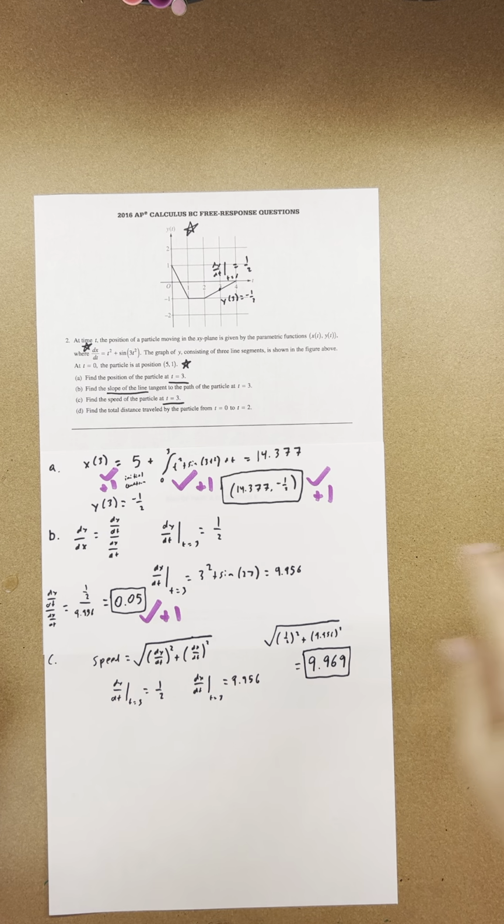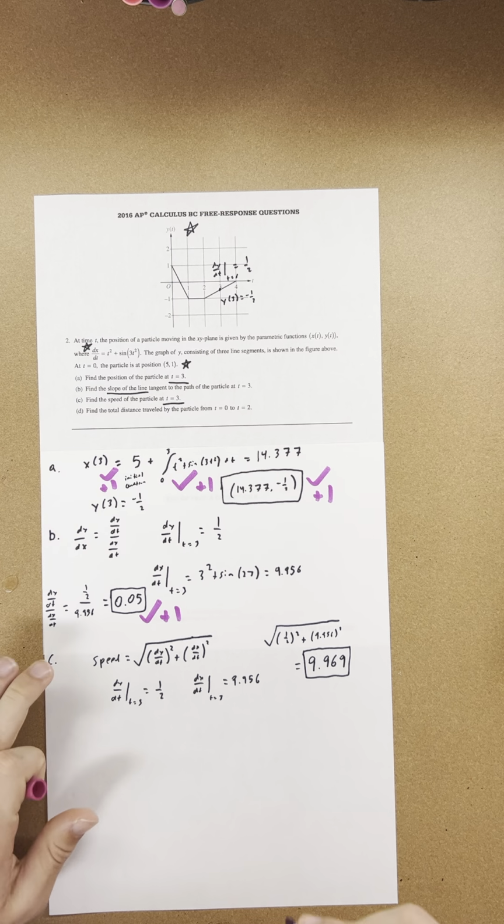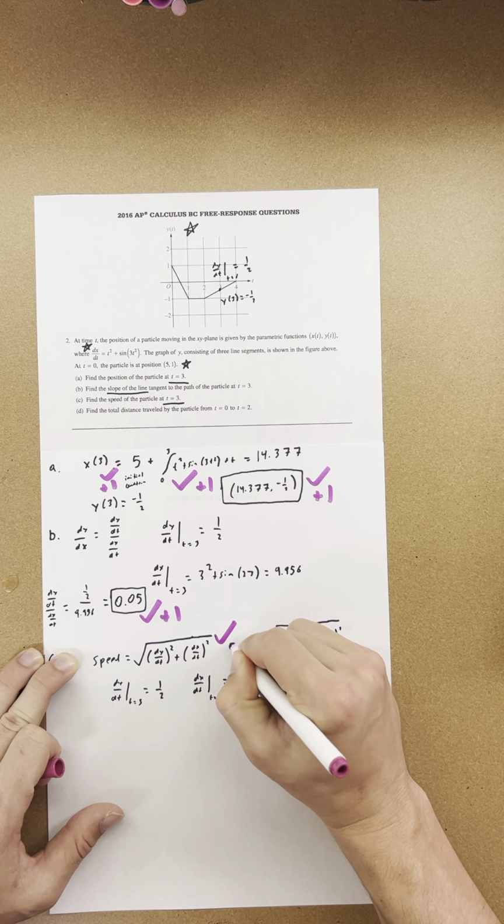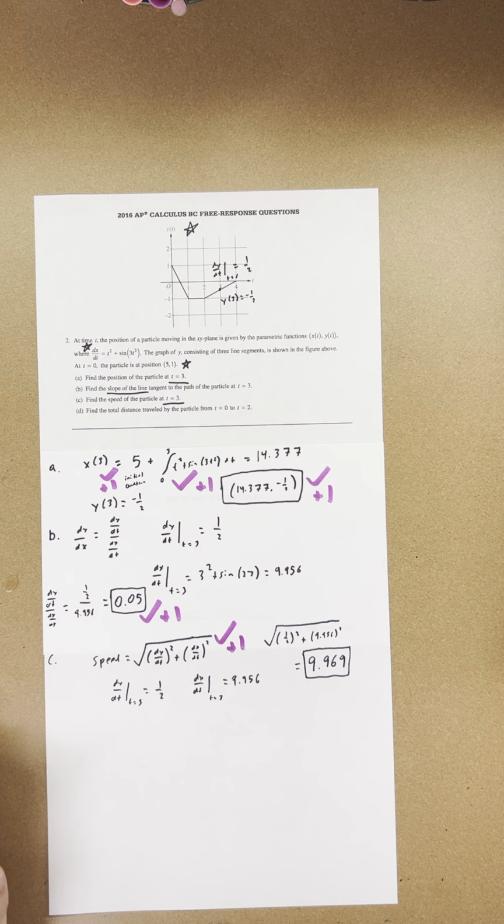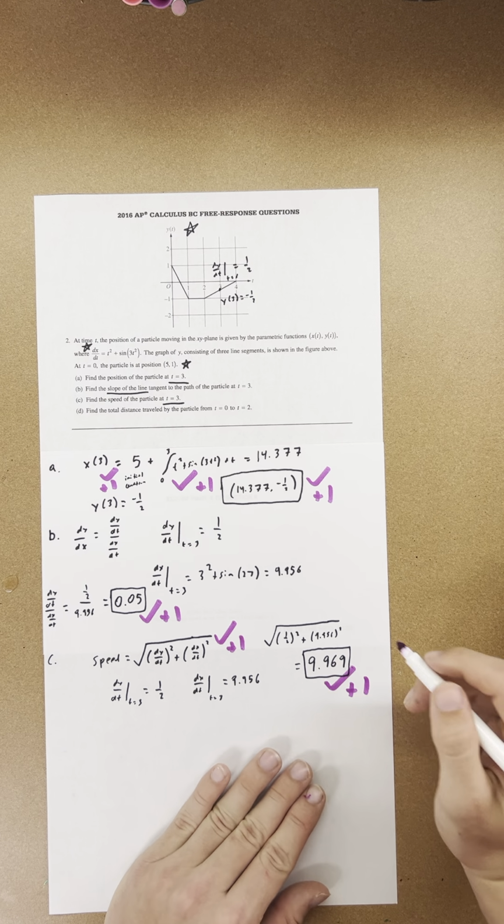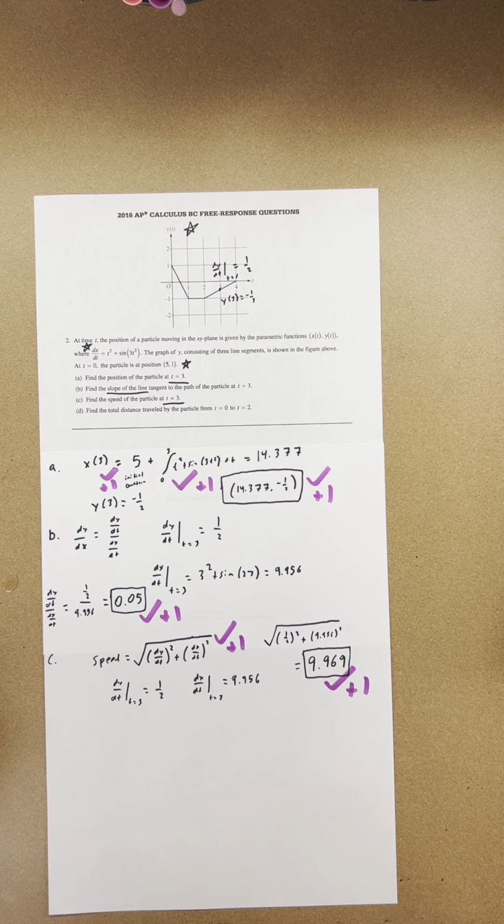Scoring for this, we need this formula right here, the correct expression for speed, the square root of dy/dt squared plus dx/dt squared. And then we also need the answer, 9.969. And if we have all of that, we should be good to go.